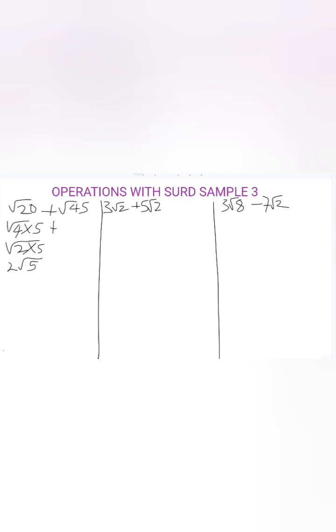Now let's go with the one for 45. 9 times 5 would give us 45, isn't it? And the square root of 9 is what? 3, isn't it? 3 times root 5. Next, we'll bring out our 3. Plus 3 square root of 5.